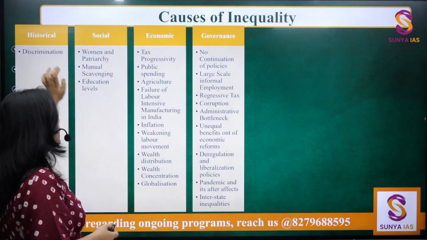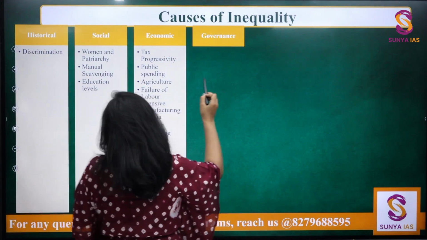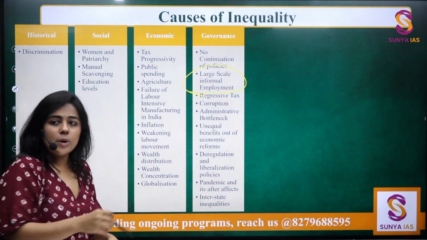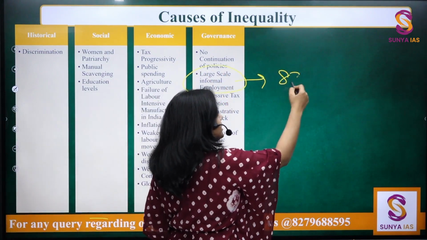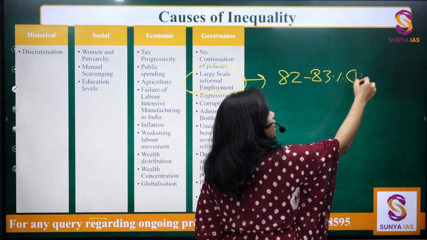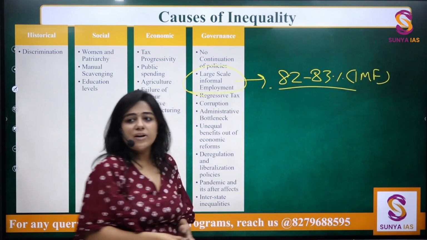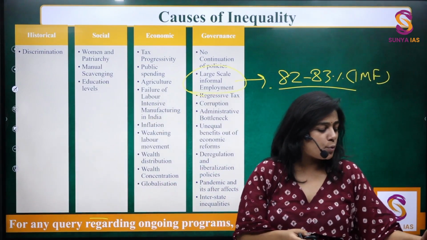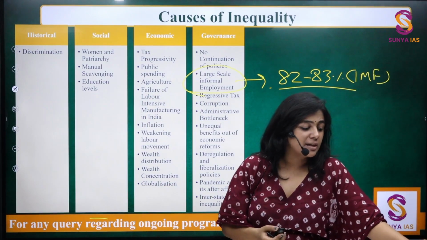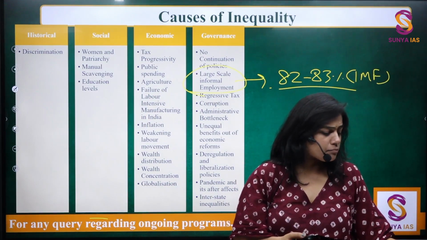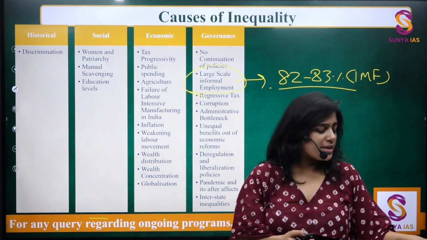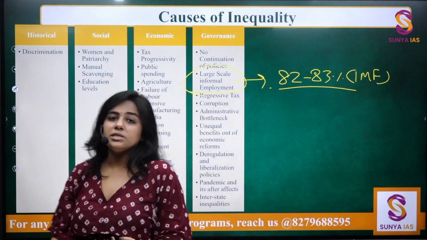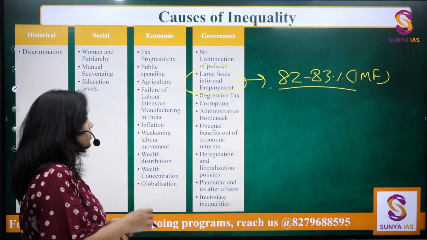Then there is large scale informal employment, which comes up to about 82 to 83% according to the IMF. The IMF has made this estimate that about 82 to 83% of the Indian workforce, earlier it was more than 90%. There has recently been a massive shift towards formalization. So 82 to 83% of the Indian labor force is in the informal sector. That is IMF data. Okay.